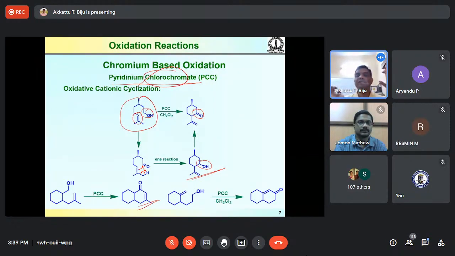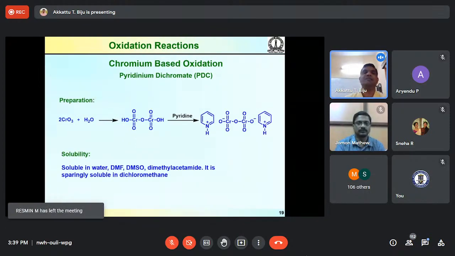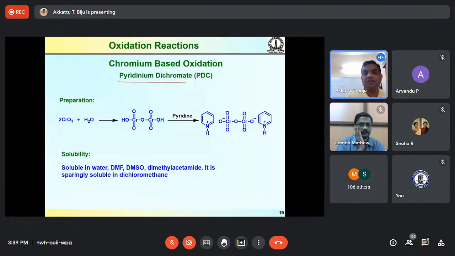So we have to mix it with an organic solvent and transfer all the valuable material to the organic solvent, leaving the chromium residue in the aqueous layer to separate the molecule. So separate the compound from the chromium residue. One solution for the purification issues associated with PCC is to use pyridinium dichromate, PDC.